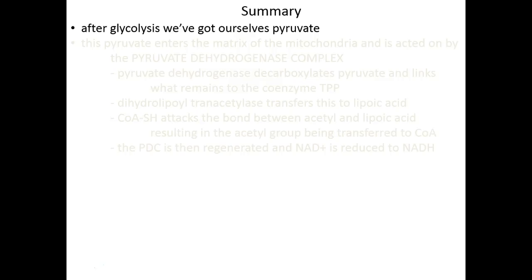So quite a lot goes on in the conversion to acetyl-CoA, but we are now there. We've made acetyl-CoA, 2 molecules of acetyl-CoA for every molecule of glucose consumed, and we are poised and ready to feed that acetyl into the citric acid cycle, and that's exactly where we will pick up in the next lecture chunk.